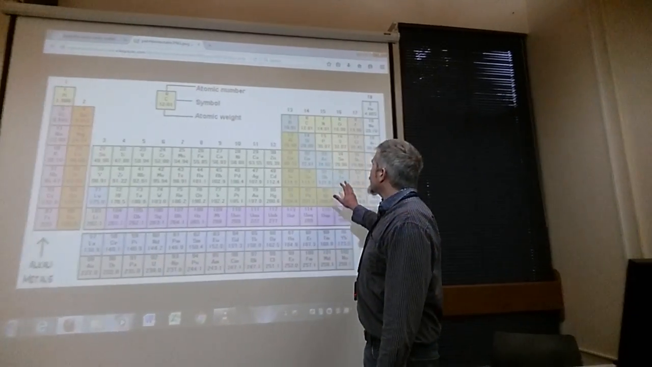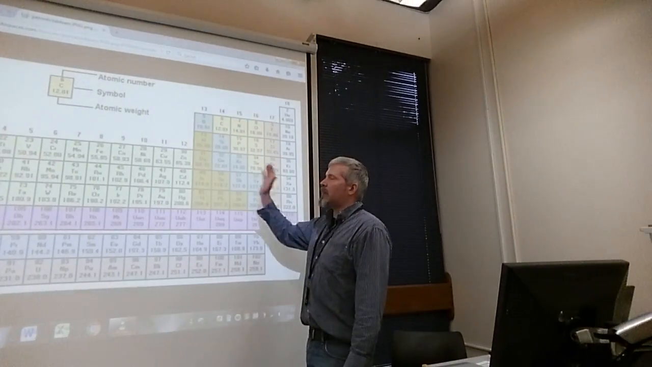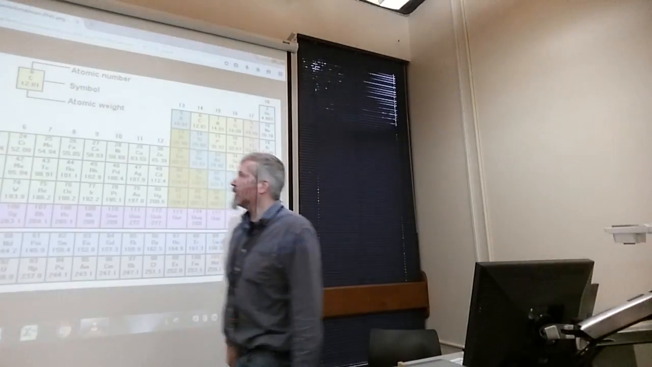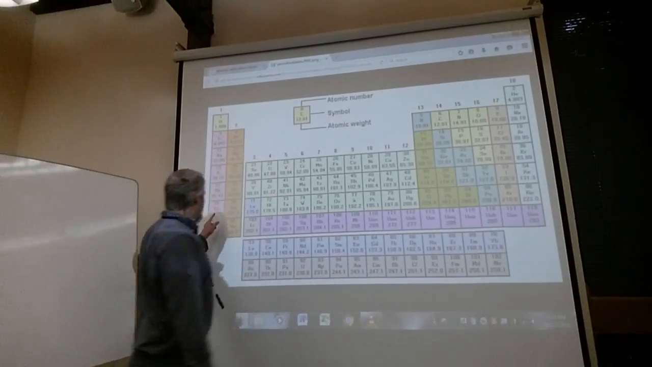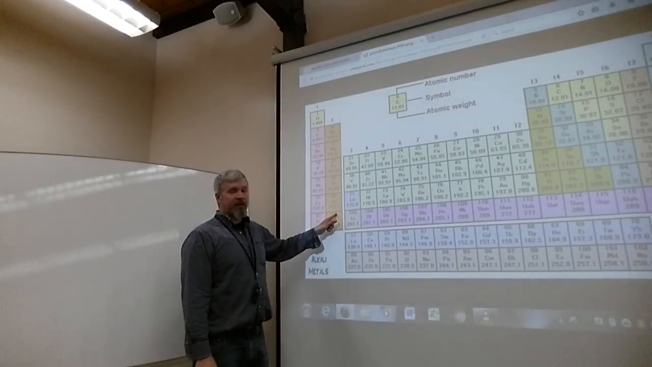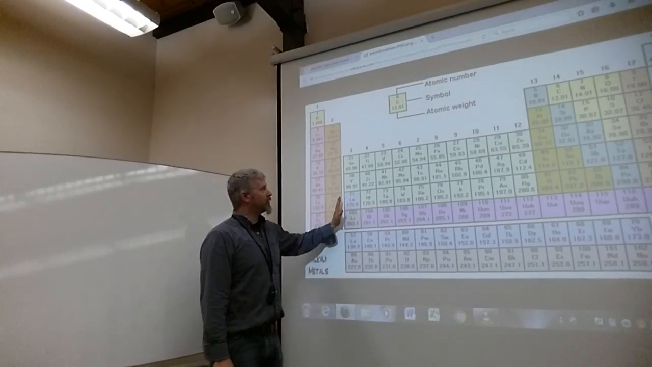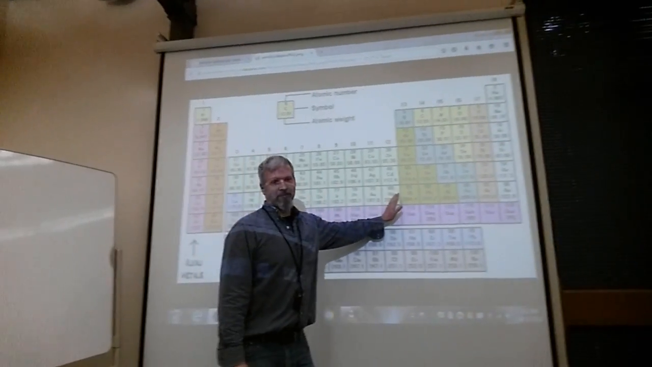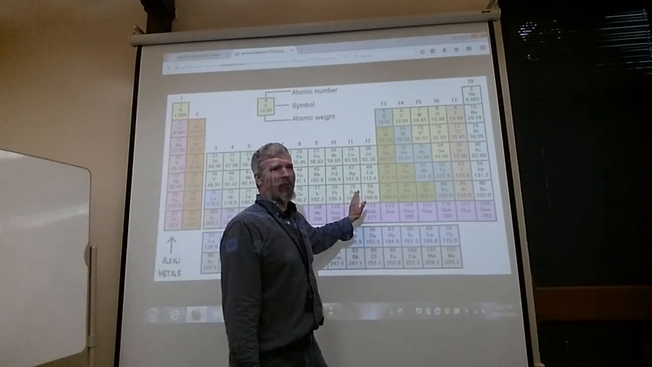And so that happens all through the table. On this side, they have one electron that they can share. These guys have 2 electrons that they can share. We're going to skip the middle because this is a different table. We'll come back to it in a sec.